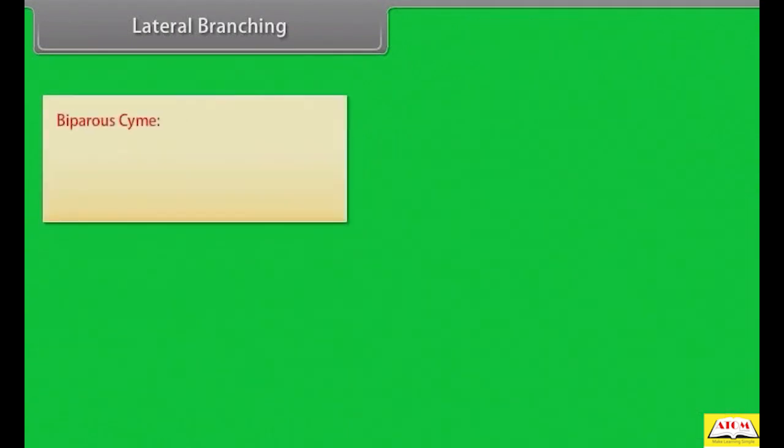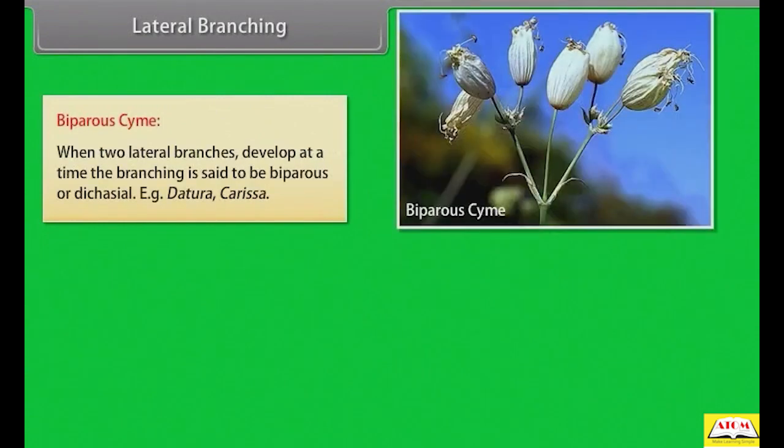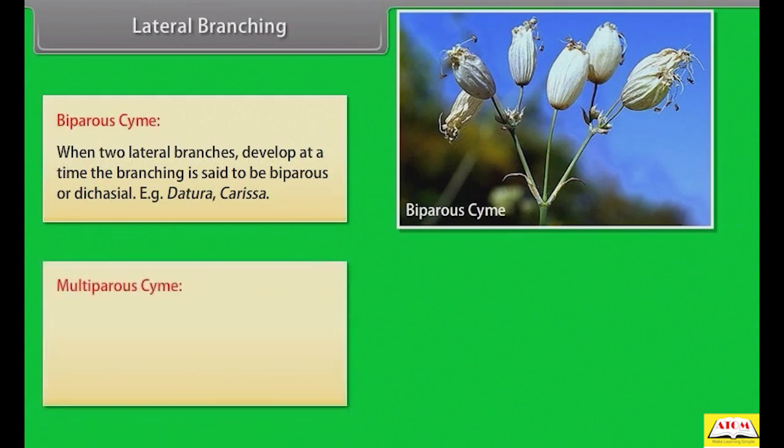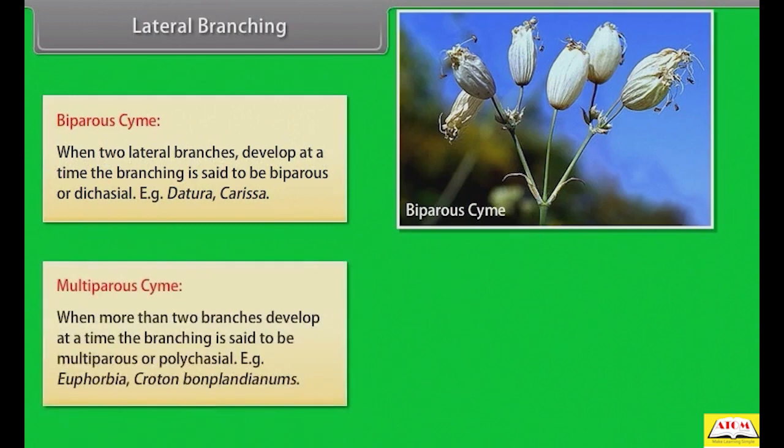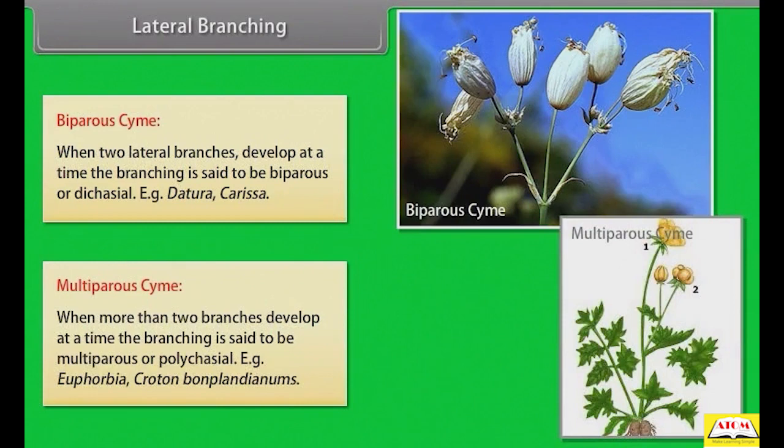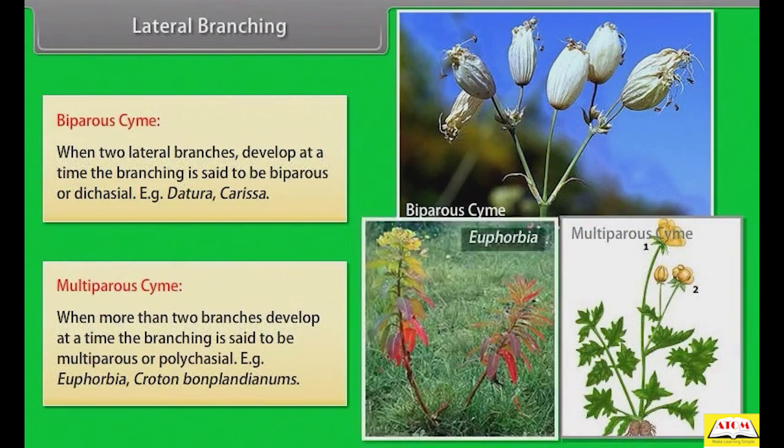Biparous cyme. When two lateral branches develop at a time, the branching is said to be biparous or dichasial. Example: Datura, Carissa. Multiparous cyme. When more than two branches develop at a time, the branching is said to be multiparous or polychasial. Example: Euphorbia, Croton bonplandianum.